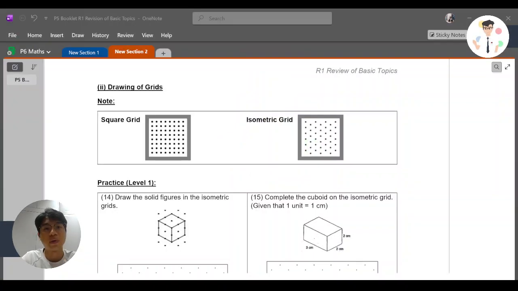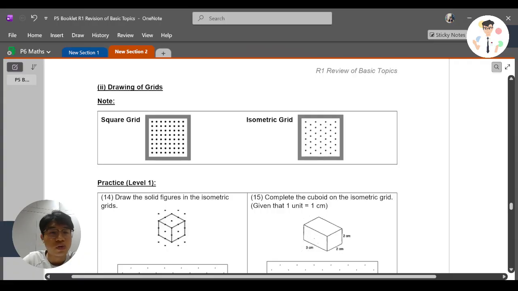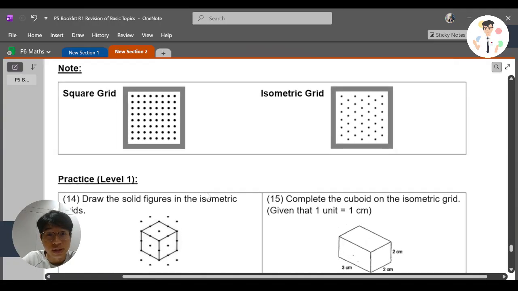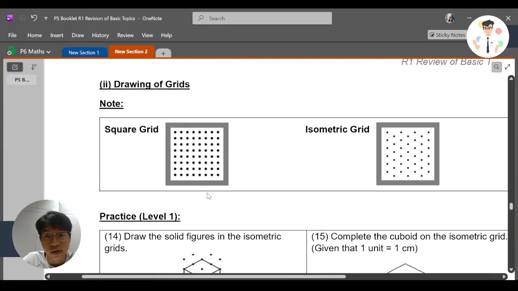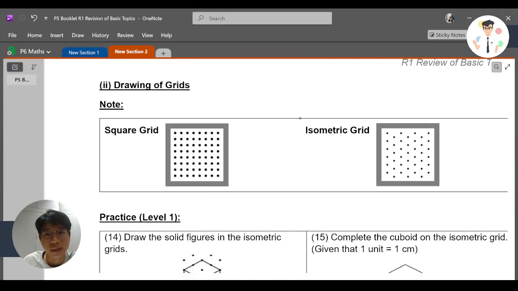Welcome back to digital class. Now we're looking at the topic of solid figures and nets, especially drawing on grids. I just want to introduce two different grids that you'll be seeing quite often. The main point is actually the isometric grid, because this is a grid that I think you've never really seen before. Let's introduce the other one first.